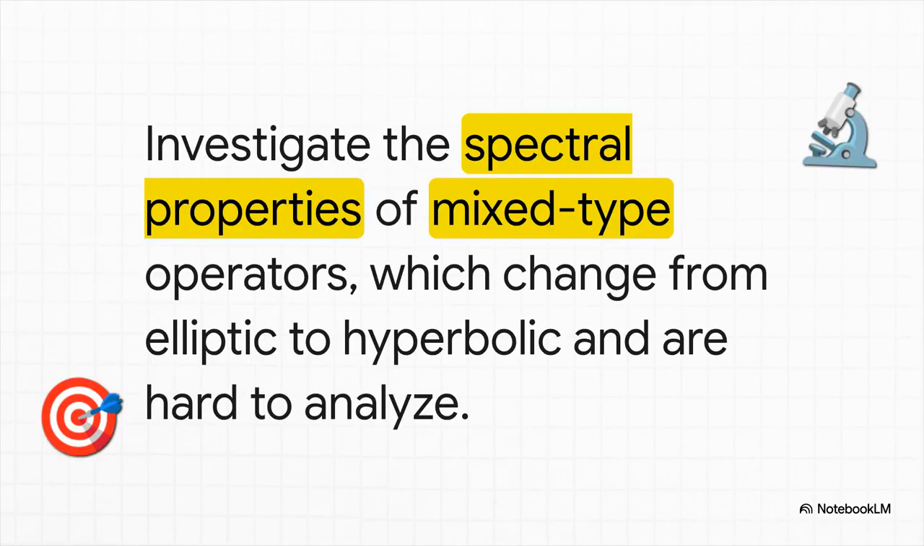So, here's the key. The book zooms in on this really nasty class of operators called mixed type. Think of them as mathematical chameleons. They can actually change their basic character from something called elliptic, which is kind of like a smooth, closed surface, to hyperbolic, which is more like an open saddle shape. This constant shapeshifting makes them an absolute nightmare to analyze with standard methods.